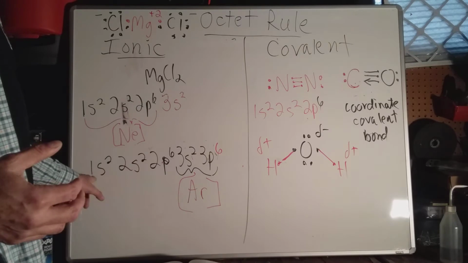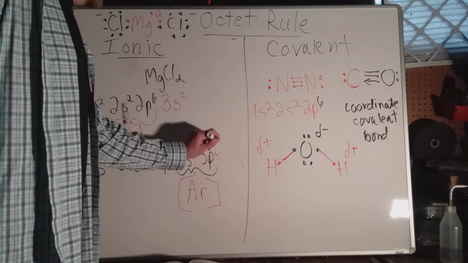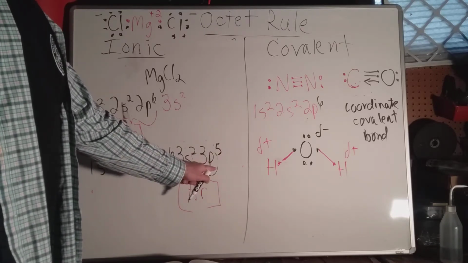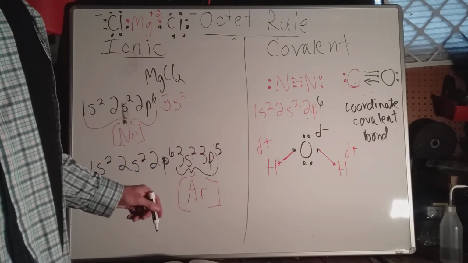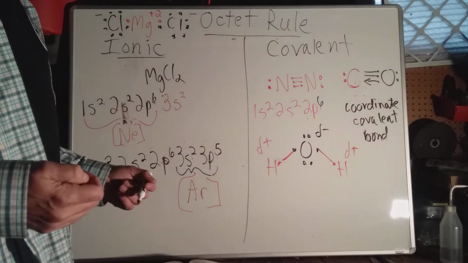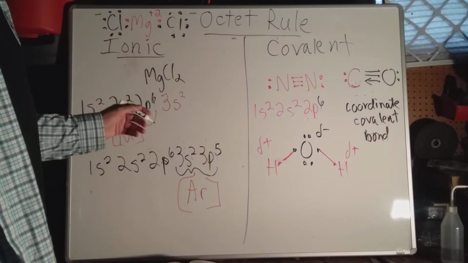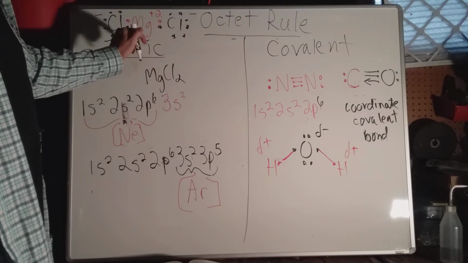Chlorine, on the other hand, starts off with being on the 5th square in the p orbital. In other words, he has 7 valence electrons, s2p5. So only one covalent or ionic bond needs to be made. So this is why magnesium chloride is MgCl2.